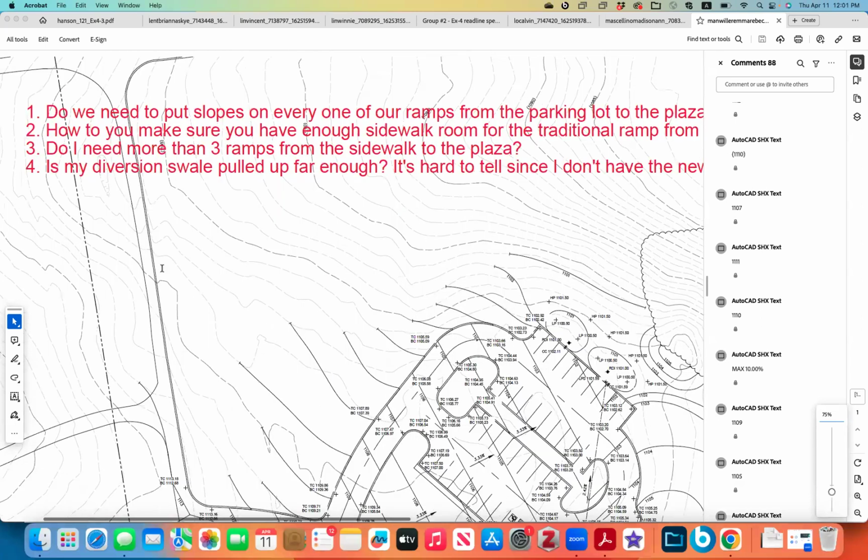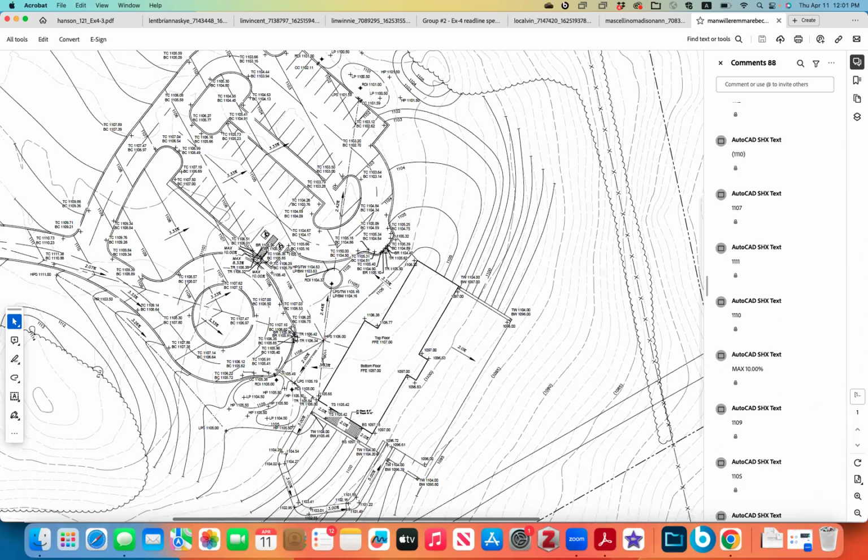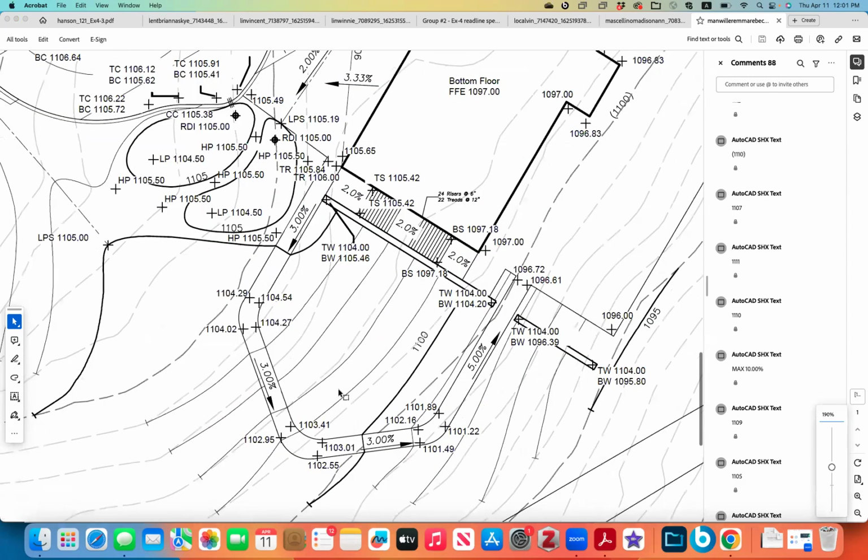Anything else you wanted me to go through? Look at my ramp. Oh, this one. Yes, definitely, in terms of the shape and everything and how the contours did it.